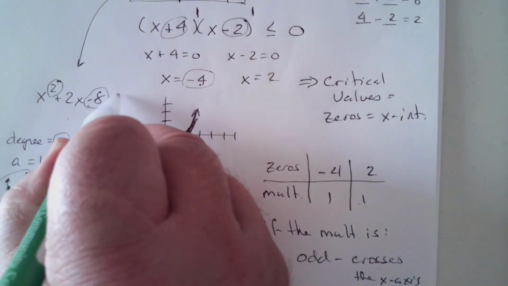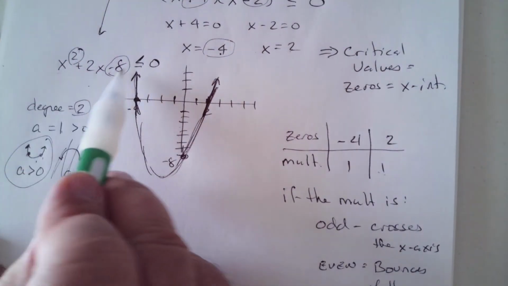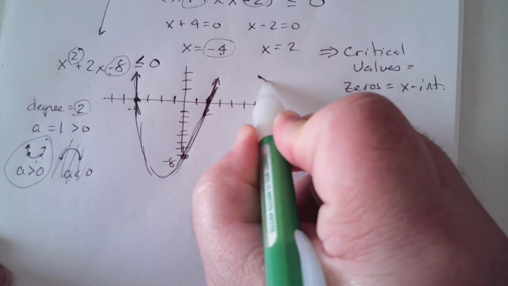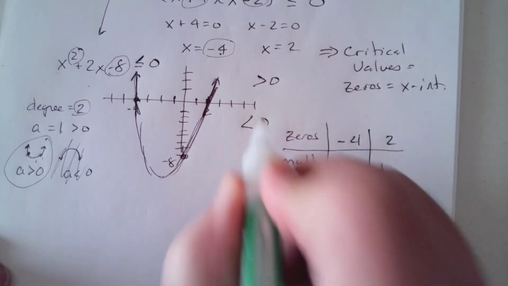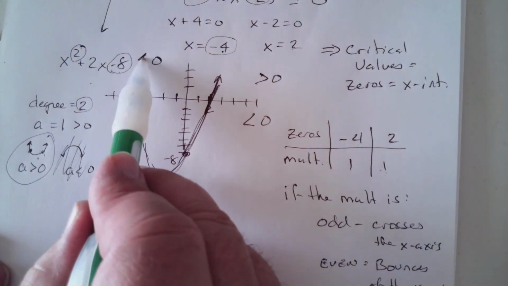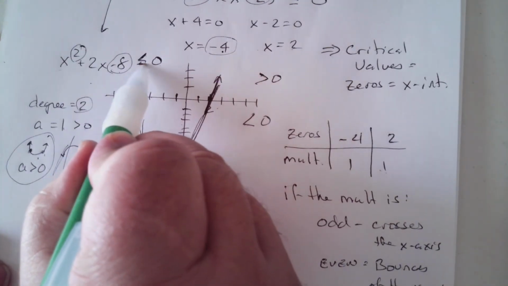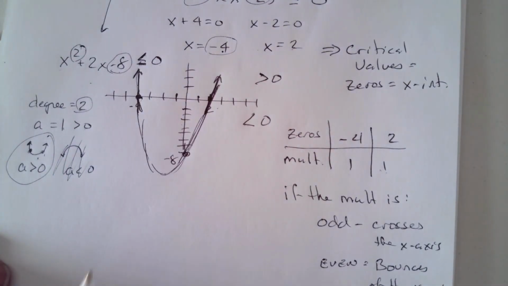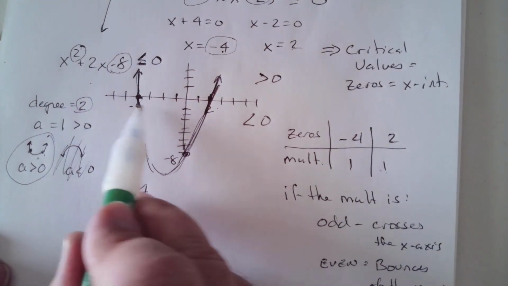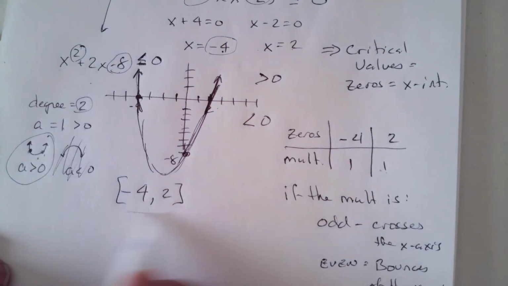Our equation we're looking for is, where is the graph less than 0? This is greater than 0. This is less than 0. So what part of the graph is below the x-axis? And remember, we can use the endpoints because of that equal sign. It starts at -4 and it goes to 2, and it's a bracket. So that's your solution.